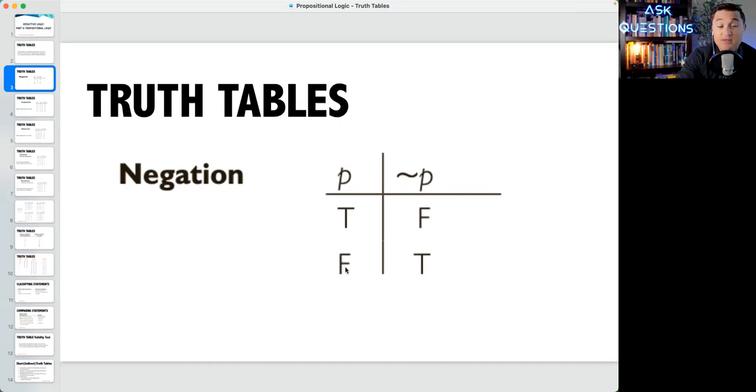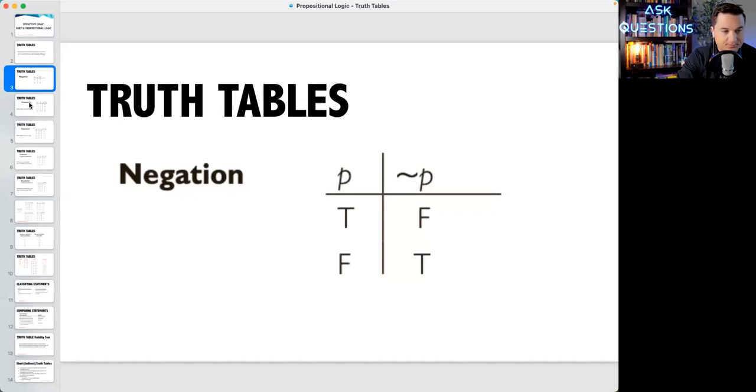And of course, if P is false, then the negation of P, not P, tilde P, is going to be true. So negations, as we would expect, flip the truth value of the statement. Again, if P is true, not P is false. If P is false, then not P is true. So this is the very simple truth table. You can see why we call it a truth table, because it delineates all of the possibilities truth-wise for our statement here, and in this case, it's the negation.